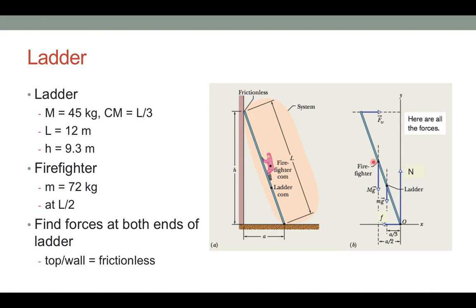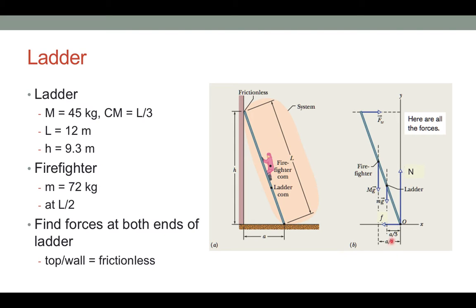We have the weight of the firefighter halfway up, and the weight of the ladder, which is at its center of gravity or its center of mass, which is given as a third of the way up. And then we have the normal force from the wall pushing directly outward horizontally. So these are all the forces acting on the ladder.